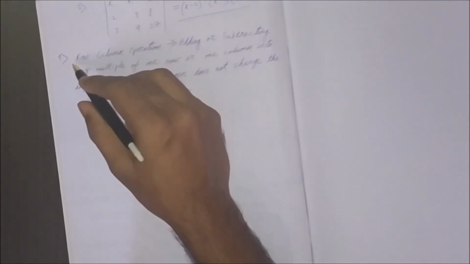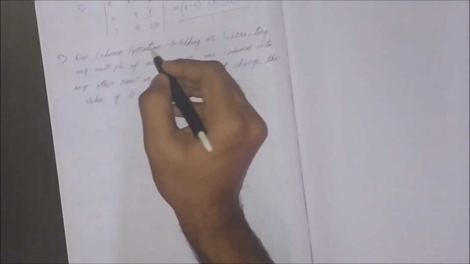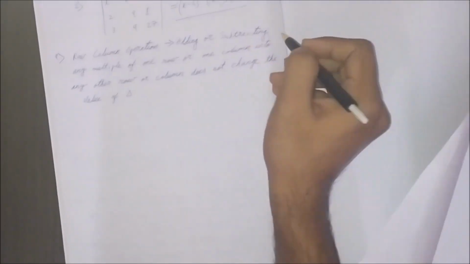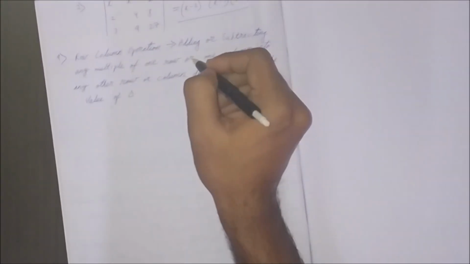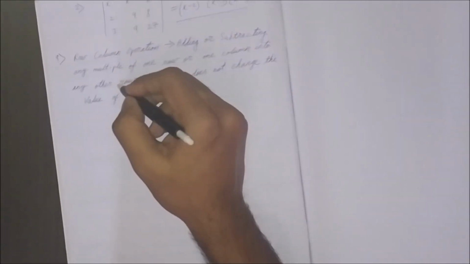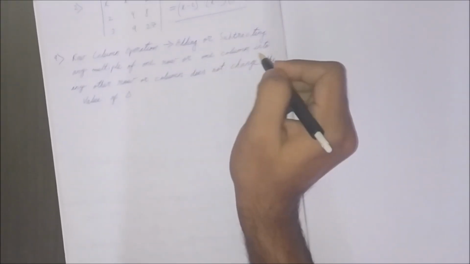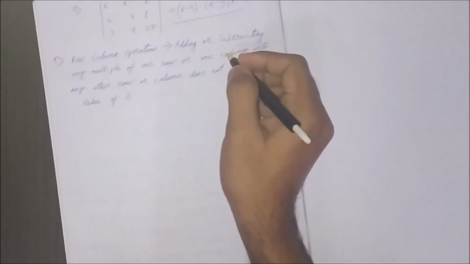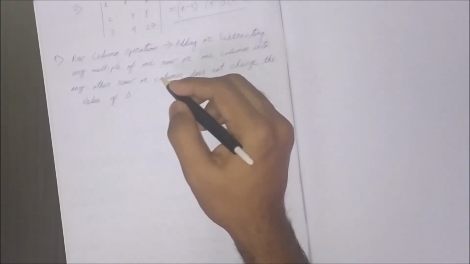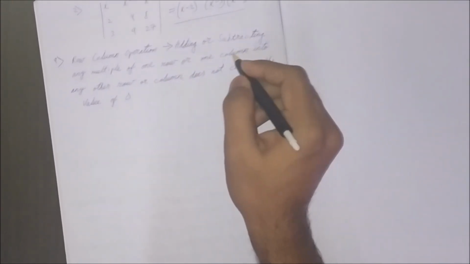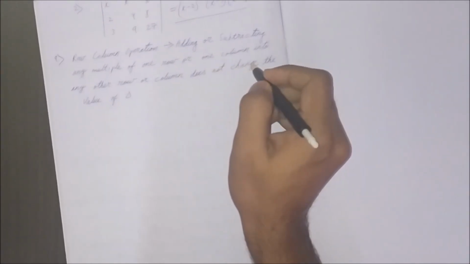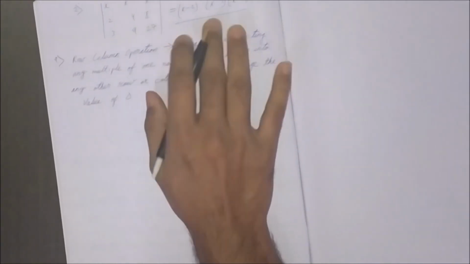What is the ninth property of determinant? Row column operation. Adding or subtracting any multiple of one row or one column into any other row or column does not change the value of determinant. So if we add or subtract any multiple of one row or column into any other row or column, it does not change the value of determinant. Now let's come to some questions and their solutions.